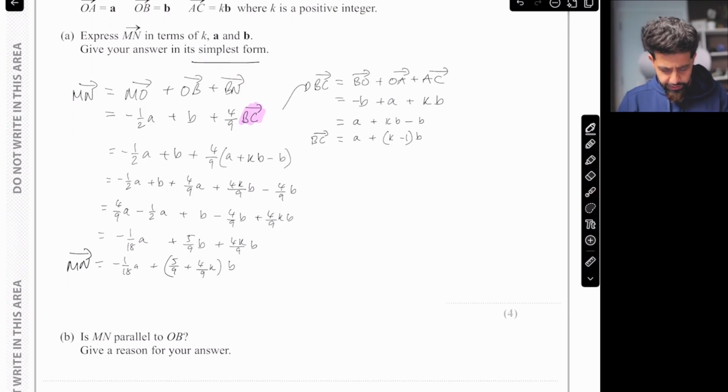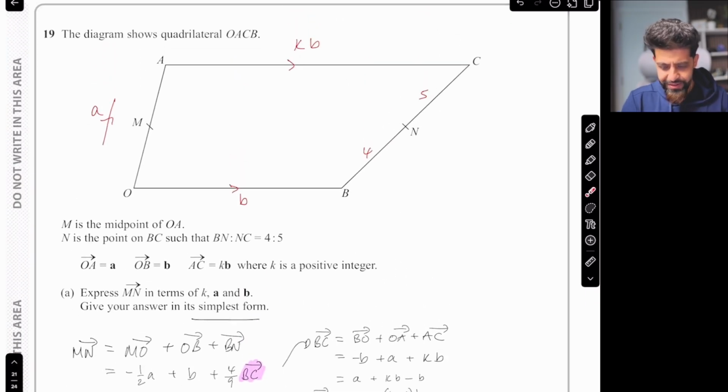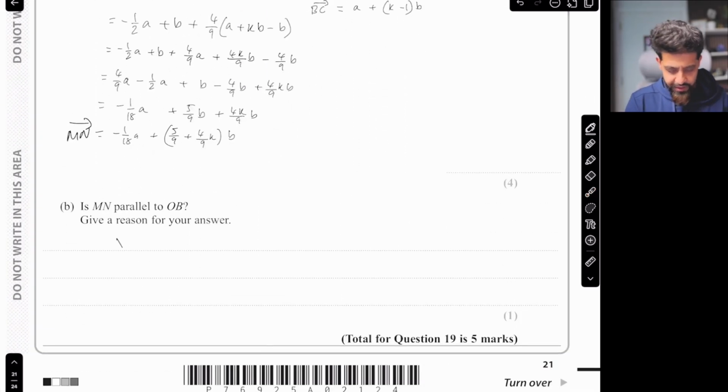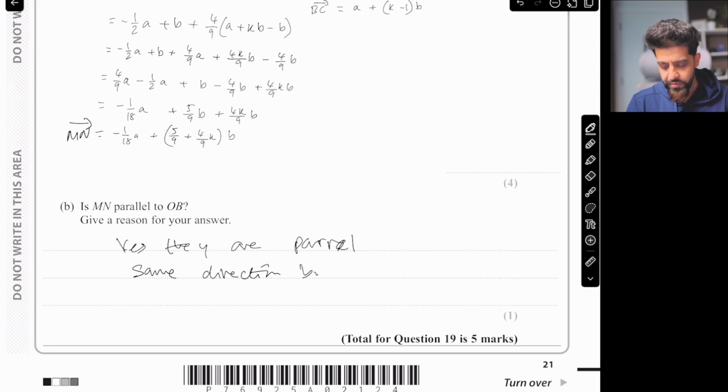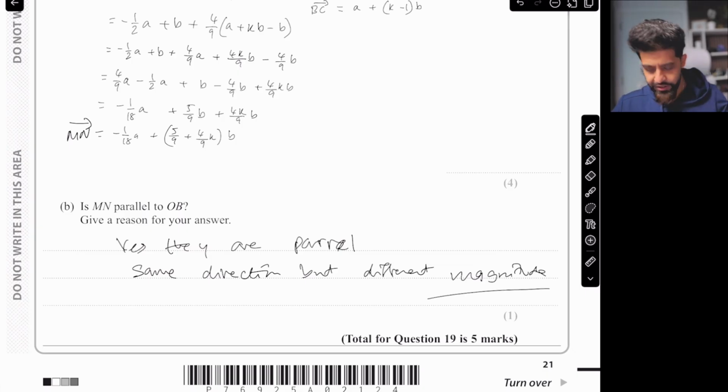Now, is MN parallel to OB? Well, we said that it would be because it uses a different magnitude. It's a version of B, it's an amount of B, and this is B. So yes, they are parallel. It's one mark. Yes, they are parallel, because same direction, but different magnitude.